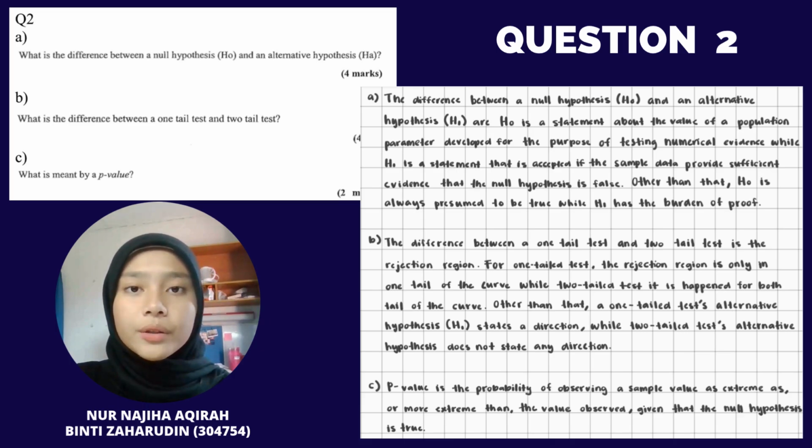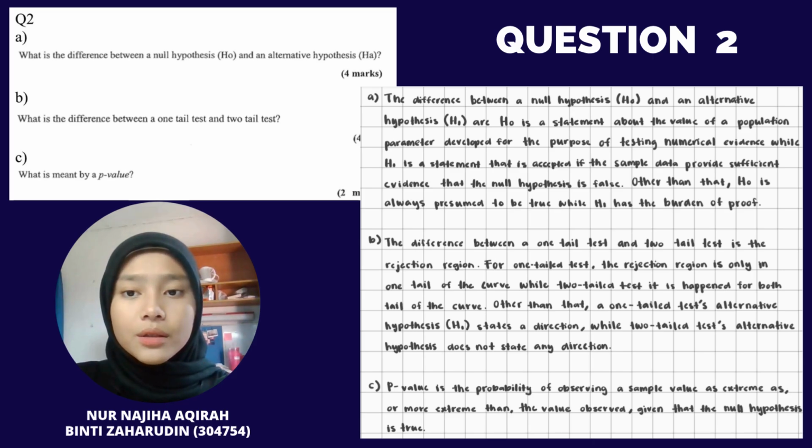Okay, so the next question, question 2A, is about the difference between a null hypothesis and an alternative hypothesis. H null is a statement about the value of a population parameter developed for the purpose of testing numerical evidence, while H alternative is a statement that is accepted if the sample data provides sufficient evidence that the null hypothesis is false. Other than that, H null is always presumed to be true, while H alternative has the burden of proof.